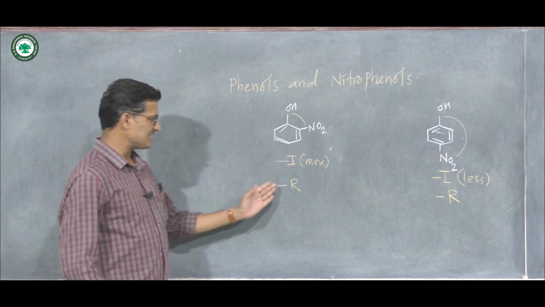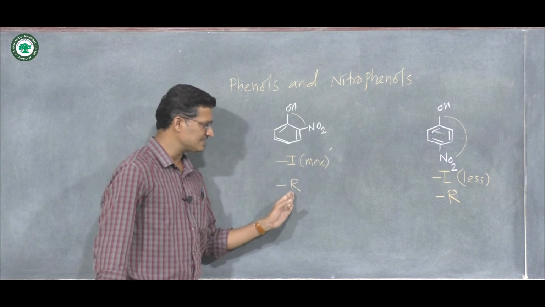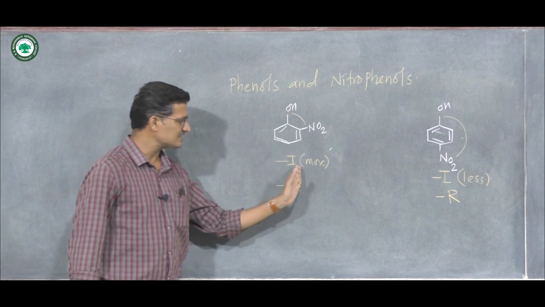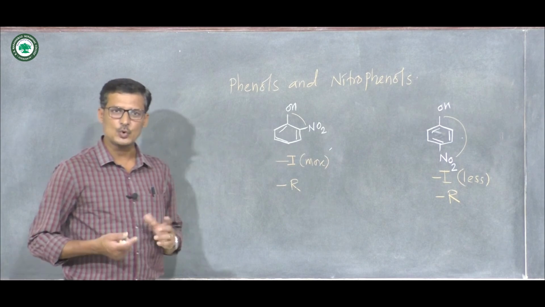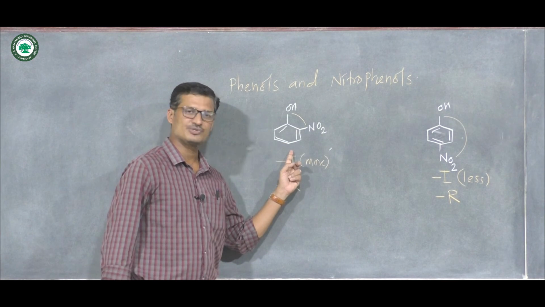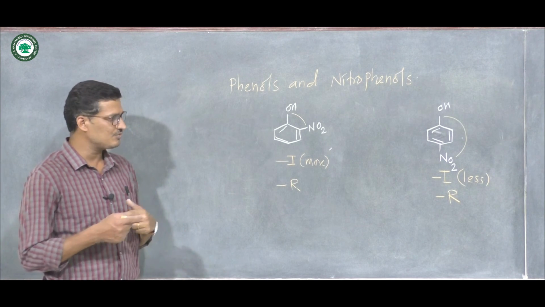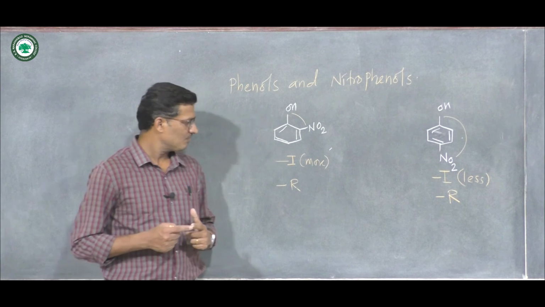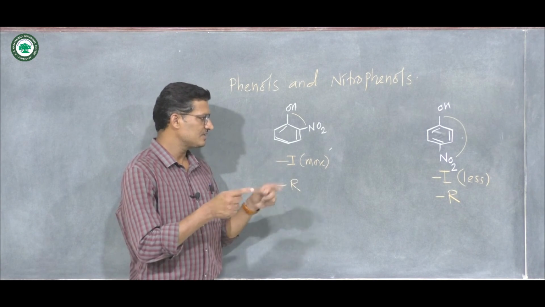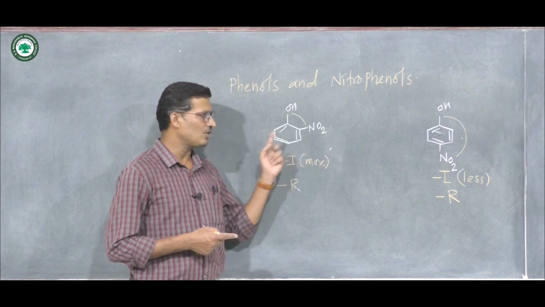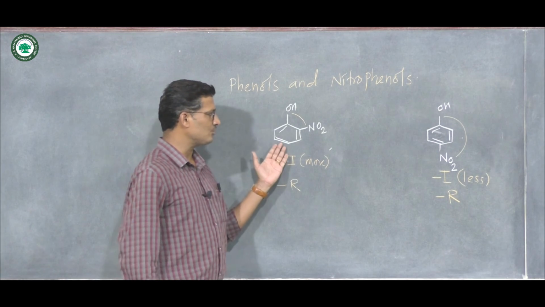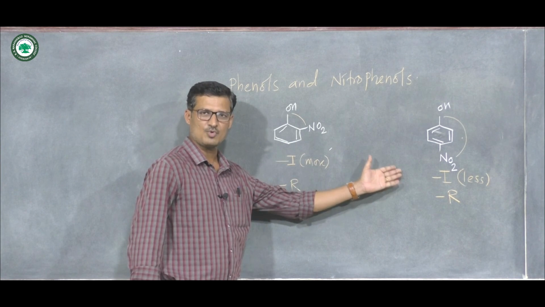When we compare, the minus R effect is the same in both ortho and para. But in orthonitrophenol, the minus I effect is more, and here the minus I effect is less. Even so, paranitrophenol is more acidic as compared to orthonitrophenol. When we compare the minus R effect between these two, it is equal. When we consider the minus I effect, it is more in orthonitrophenol, so by that we would expect orthonitrophenol to be more acidic. But actually this does not happen. Why? Instead, paranitrophenol is more acidic.